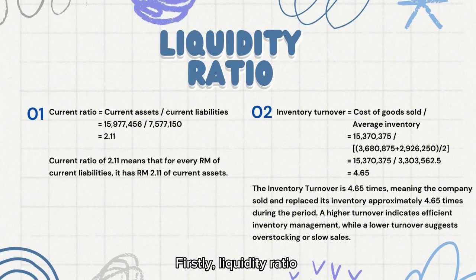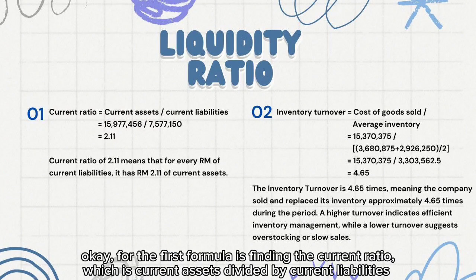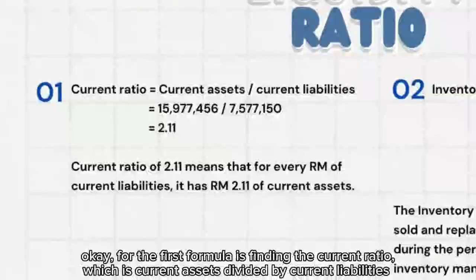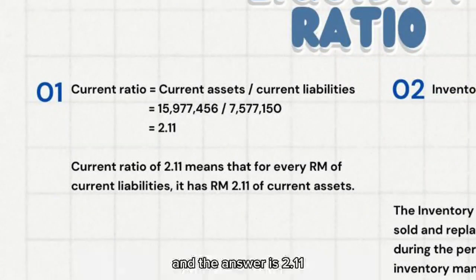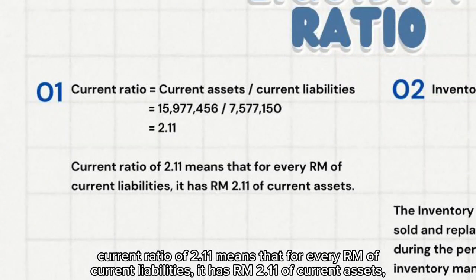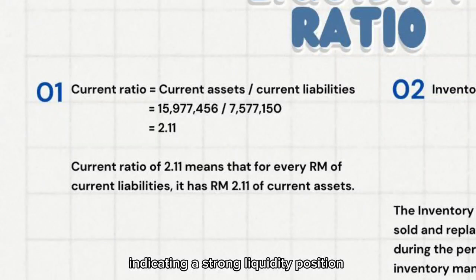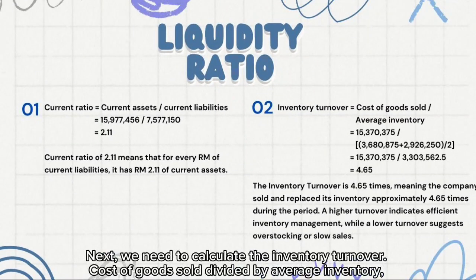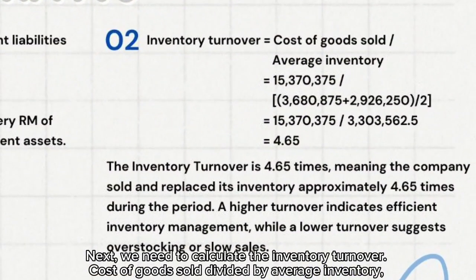Firstly, the current ratio, which is current assets divided by current liabilities, and the answer is 2.11. A current ratio of 2.11 means that for every RM of current liability, the company has RM 2.11 of current assets, indicating a strong liquidity position.